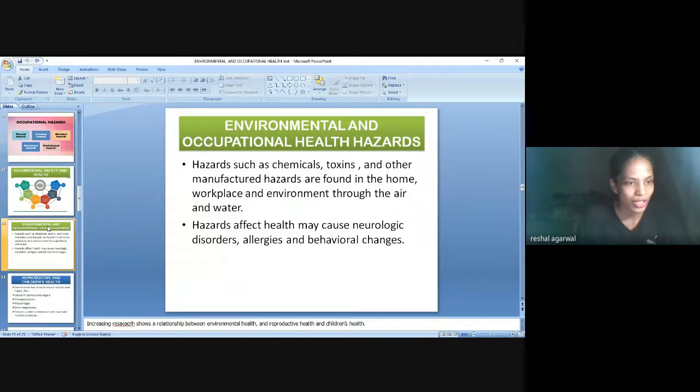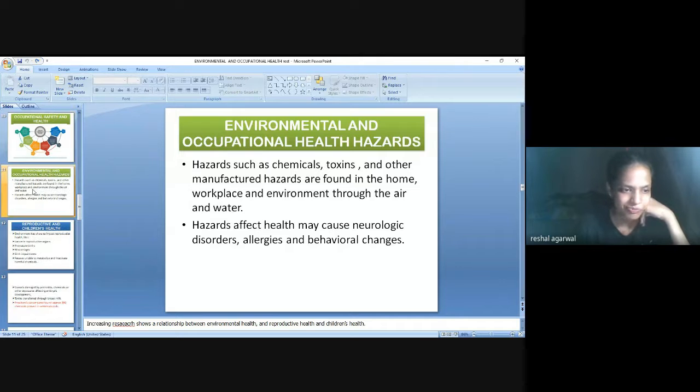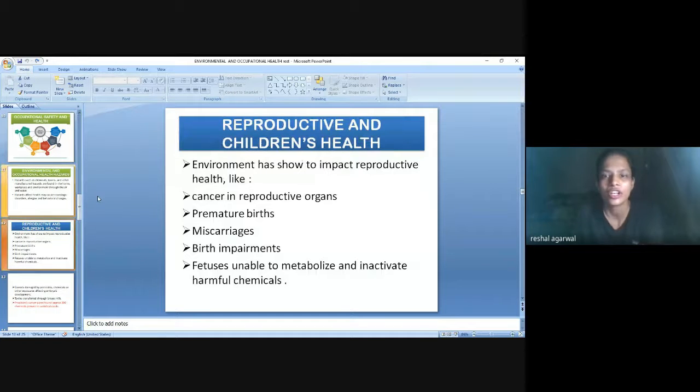Now, talking about the environmental and occupational health hazards, it can be said that increasing research shows a relationship between the environmental health, reproductive, and children's health. In my further slides, I'll be talking about this in detail, like how the reproductive and children's health is being affected because of these health hazards. They affect the health, causing many neurological disorders, allergies, and behavioral changes, and many other factors. So, the reproductive and children's health can be impacted in various ways, causing a number of disorders.